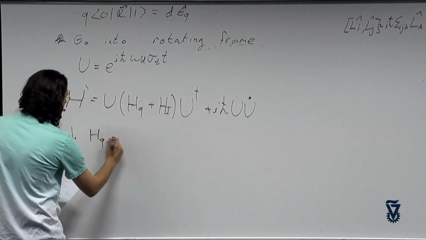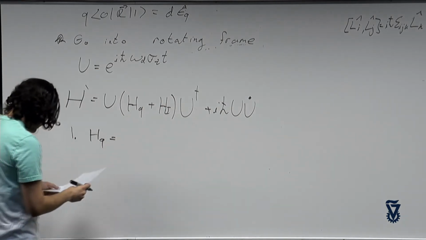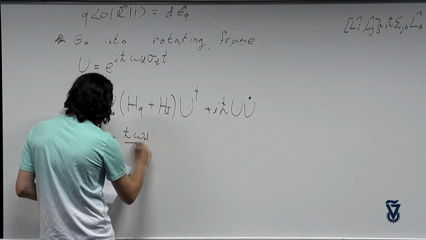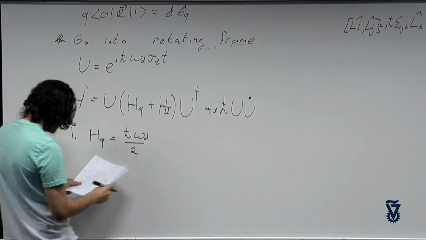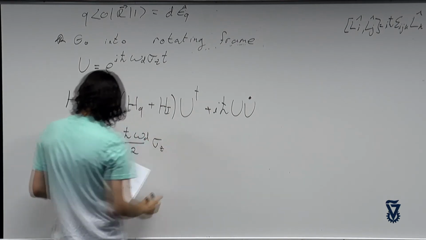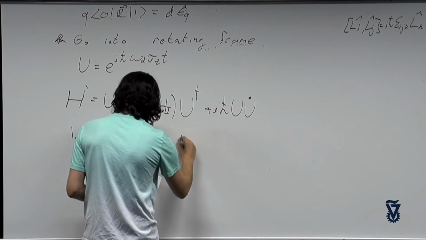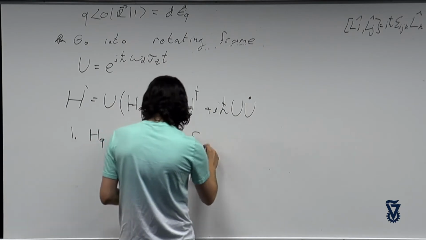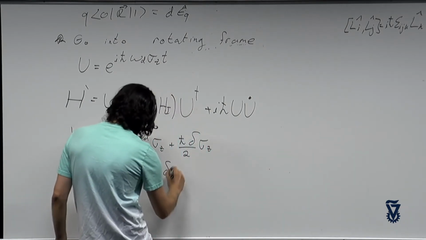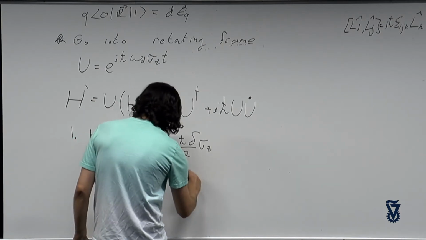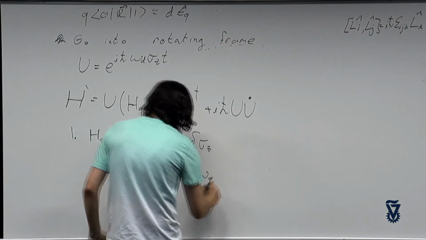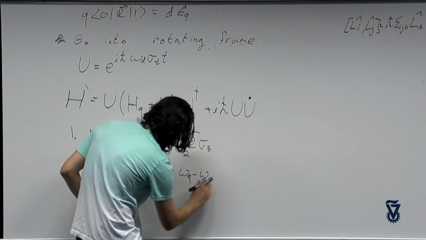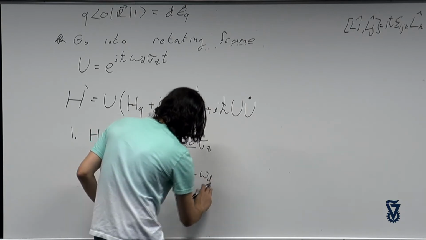Okay, so if I write the dipole Hamiltonian, if I split it into two parts that look like this, h bar omega drive over 2 sigma z plus h bar delta over 2 sigma z, where delta is just going to be omega drive minus omega q. Sorry, I've defined it the other way around. Omega q minus omega drive.